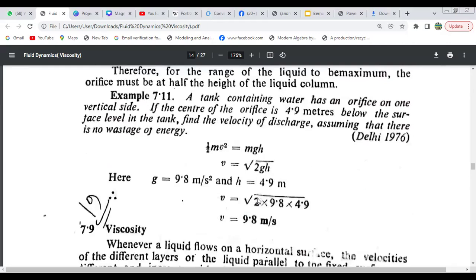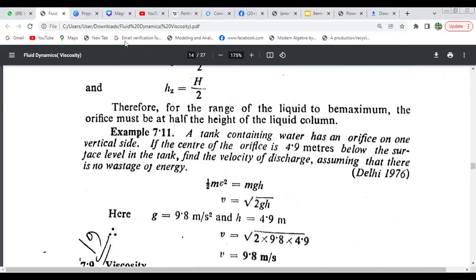Another example: a tank containing water has an orifice on one vertical side. The center of the orifice is 4.9 meter below the surface level in the tank. We have to find out the velocity of discharge. Actually, kinetic energy equals potential energy. In that case, v equals this. Just putting the values. This is a very easy example for you.